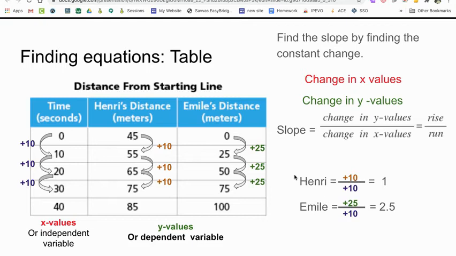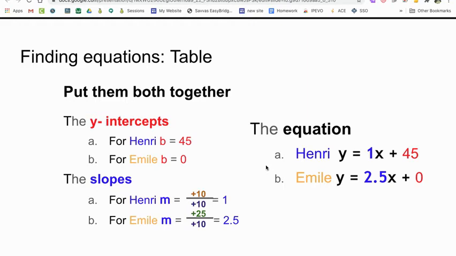And in this case, we're only looking at these two distances here. So we're looking at 25 over 10, versus with Emil before, we were looking at 50. And so again, you could look at any two sets of points. The points that we looked at on Emil for the graph were 0 to 50 and 0 to 20. So we had 50 divided by 20 and also would get 2.5. We get to put them all together. So if we have that 45 and 0 for their y-intercepts and our 1 and 2.5, then we just substitute those values into the equation.